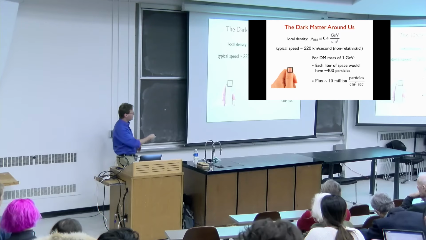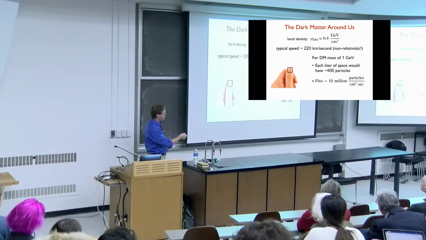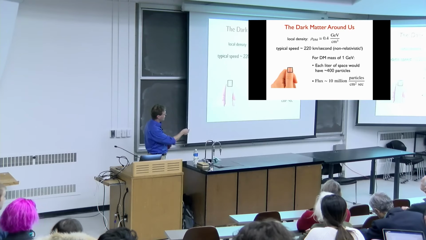If you make it an MeV, right, so almost the mass of an electron, 3 orders of magnitude less, then this would go up by 3 orders of magnitude. This would be 10 billion. All right? And if you go up by 3 orders of magnitude in mass, it would be 400,000 particles.